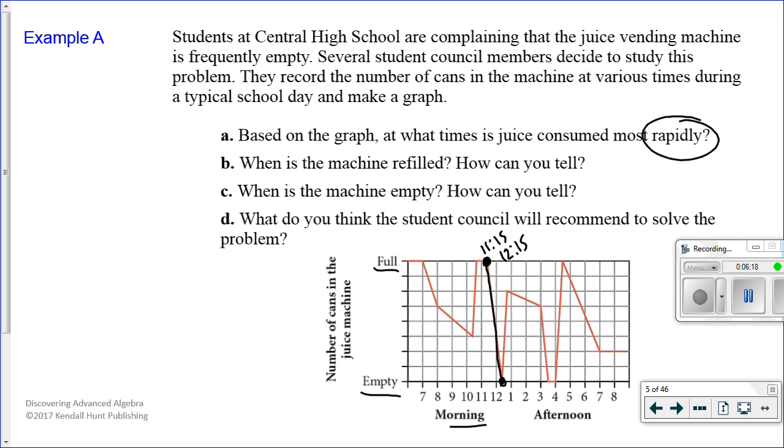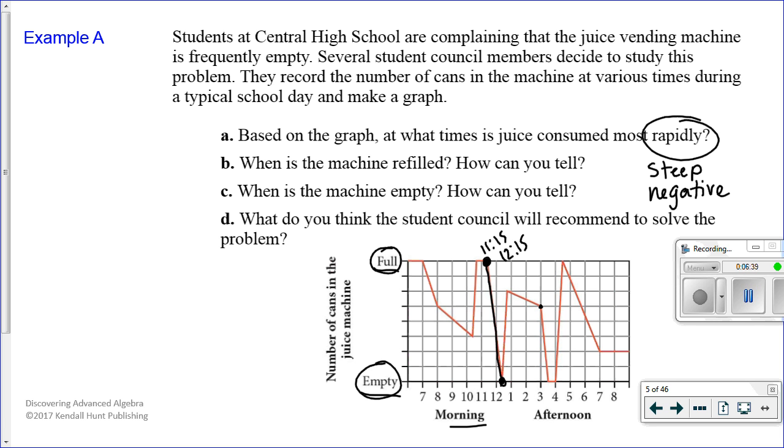So that's a pretty rapid consumption. Now, is there another point where I see this rapid consumption? It's a steep slope, and it's also a negative slope. I said positive a minute ago. This is negative. Again, don't make the same mistake I did. Full is up here, empty is down here. So this is also a negative slope. Is there another very steep and negative slope?